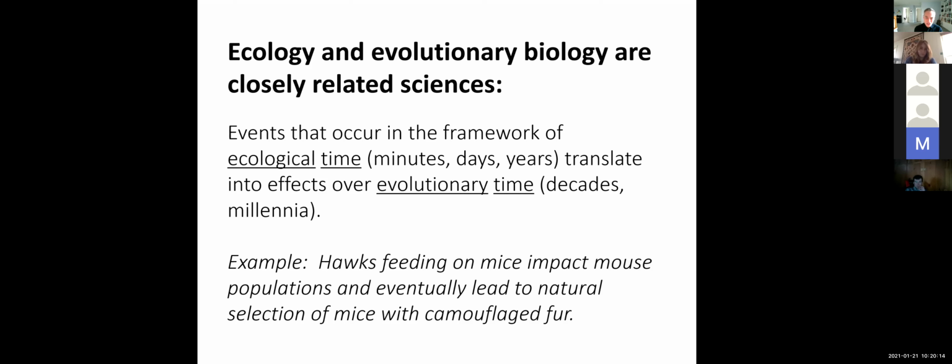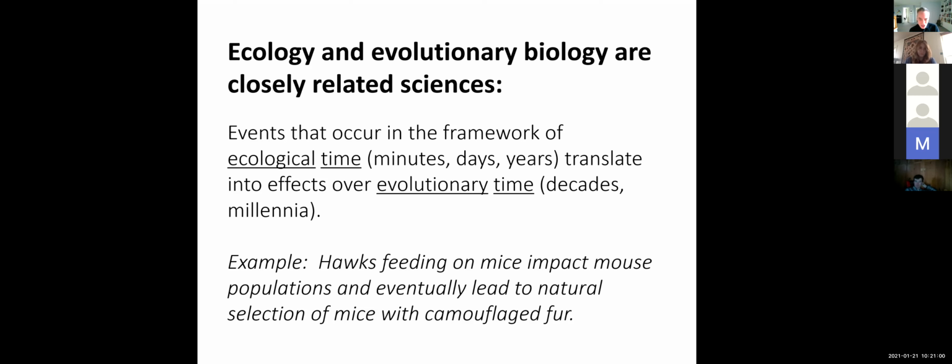And when we talk about ecology, we necessarily have to also talk about evolutionary biology, because they're very closely related sciences. So events that occur in the framework of ecological time, meaning minutes, days, or years, translate into effects over evolutionary time, which is decades or millennia, right? So these small day-to-day changes that we might see in the behavior of animals or numbers in populations of species can, over time, have an evolutionary impact where the actual biology of those different animals and plants tends to change.